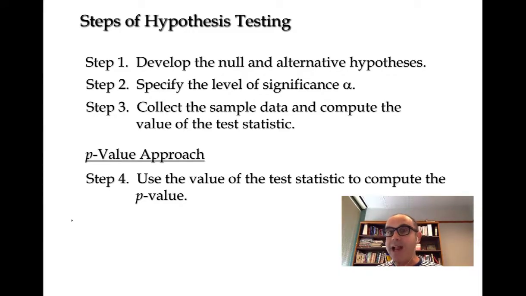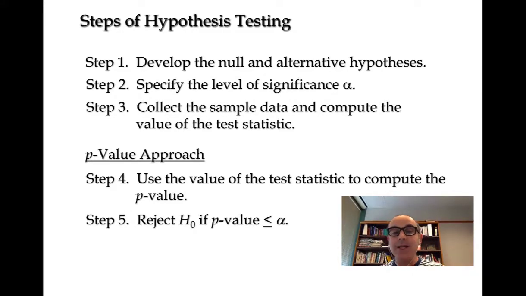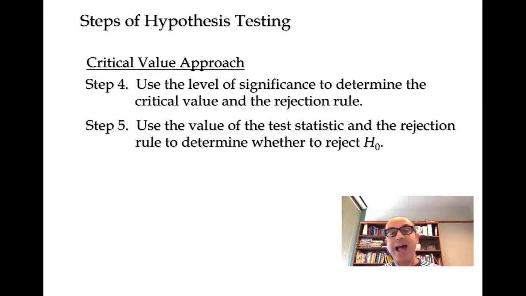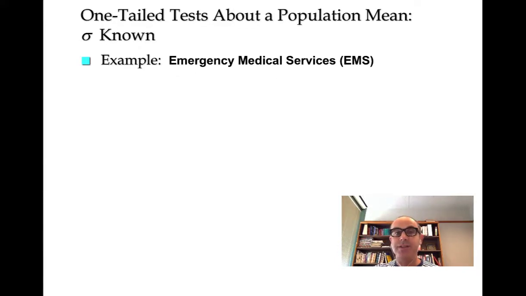The p-value approach is step number 4, where we use the value to compute the p-value. By finding the p-value, we can say, is it smaller or bigger? And if it's smaller than the mean, we reject the null. The critical value approach uses the level of significance to determine the critical value and the rejection rule, and in step number 5, uses the value of the test statistic and the rejection rule to determine whether to reject the null hypothesis.